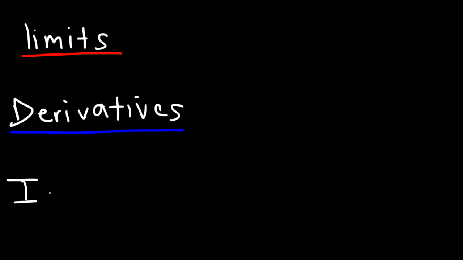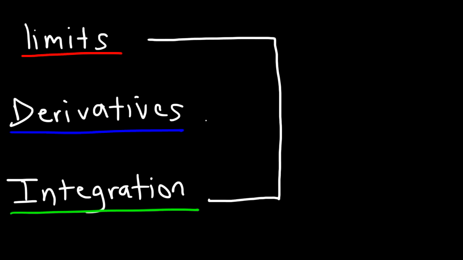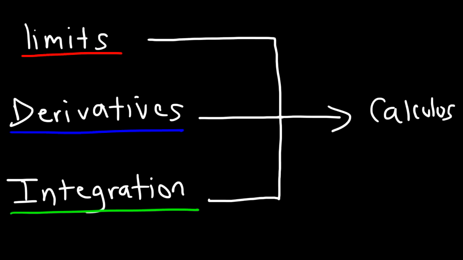Finally, we have integration, which is a process that allows us to determine how much something accumulates over time. And we can find that value by evaluating the definite integral or by calculating the area under the curve. So these are the three fundamental concepts taught in a typical calculus course. So make sure you understand the basic idea behind limits, derivatives, and integration. And that's basically it for this video.